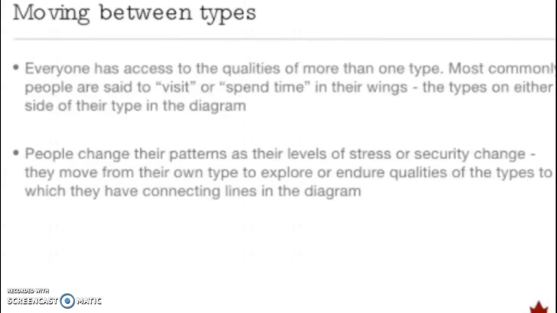Moving between types, everyone has access to qualities, of course, of more than just one type. Most commonly, people are said to visit or spend time in their wings. So types on either side of their type in the diagram, and I'll show it to you in a moment. People change their patterns as their levels of stress or security change. Okay, as your situation changes, some of your core values might change as well.